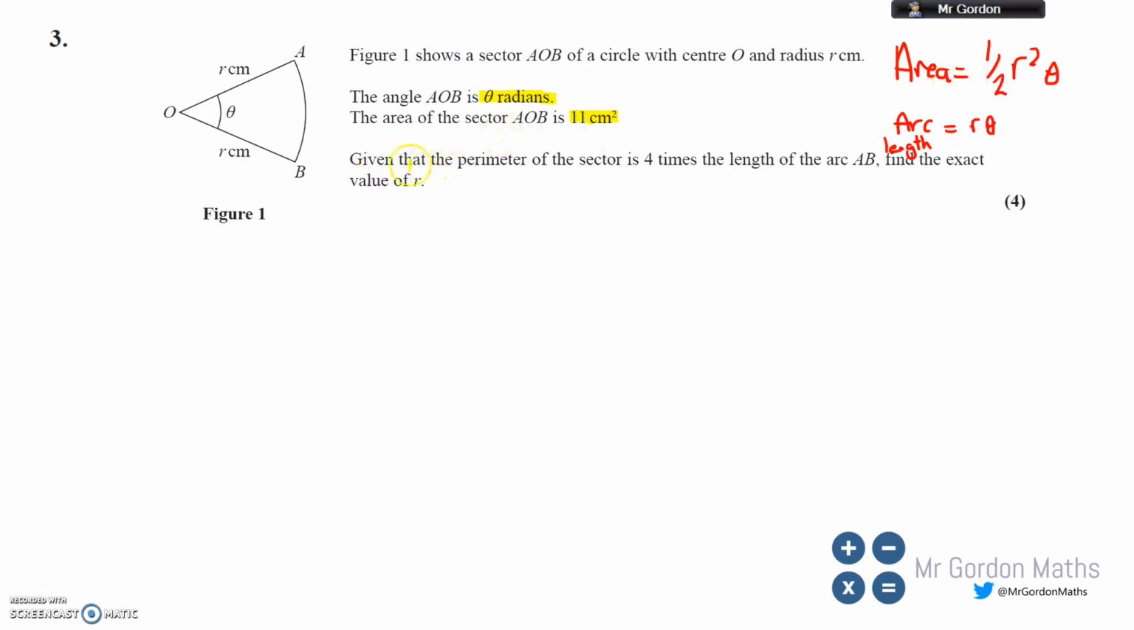It also says that the perimeter of the sector is 4 times the length of the arc. So there's an equation there that we can set up. Arc length in radians is just r theta. The perimeter is obviously all 3 sides of this sector added together. So we've got a few equations that we can set up.